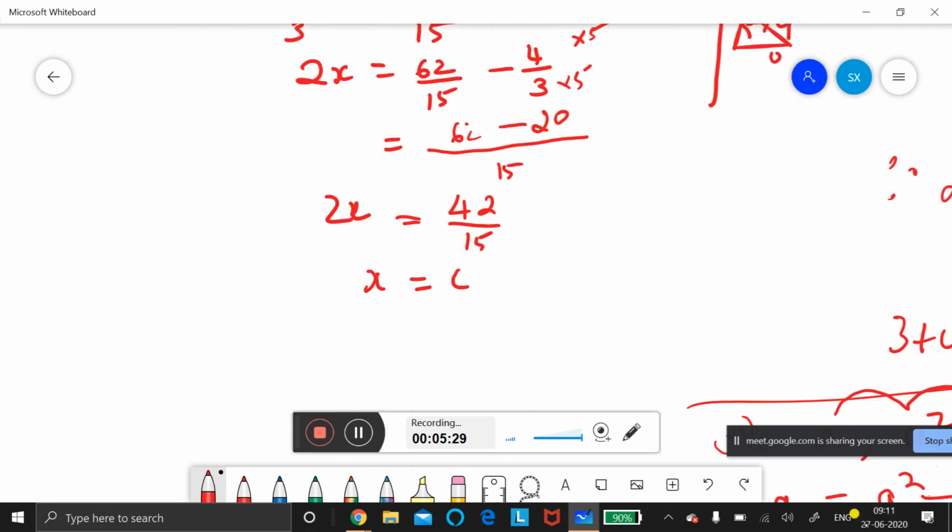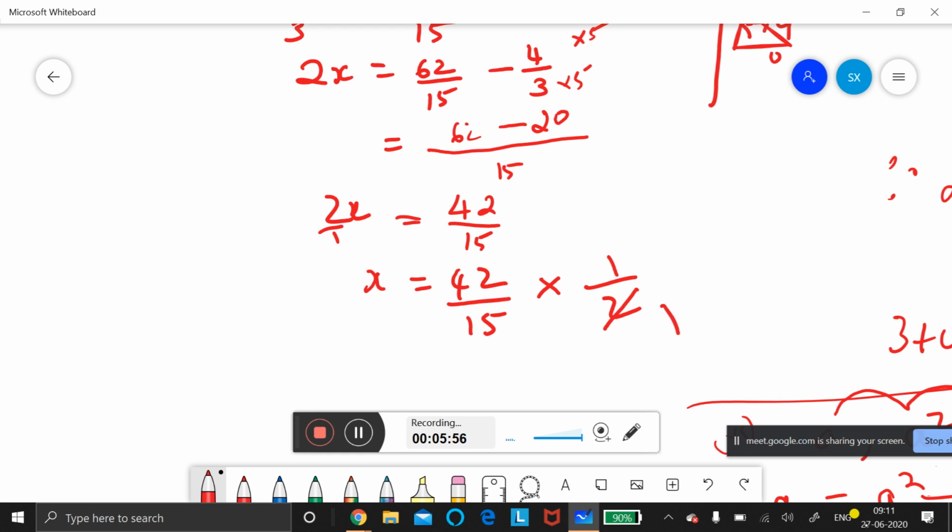Divide 15 by 2, ma'am. You should do 1 by 2, because this 2 by 1 will become reciprocal. In division, the fraction will become reciprocal: 2 by 1 will become 1 by 2, and 1 by 2 will become 2. That is only called division. We can't divide otherwise. We have to write only the reciprocal and multiply.